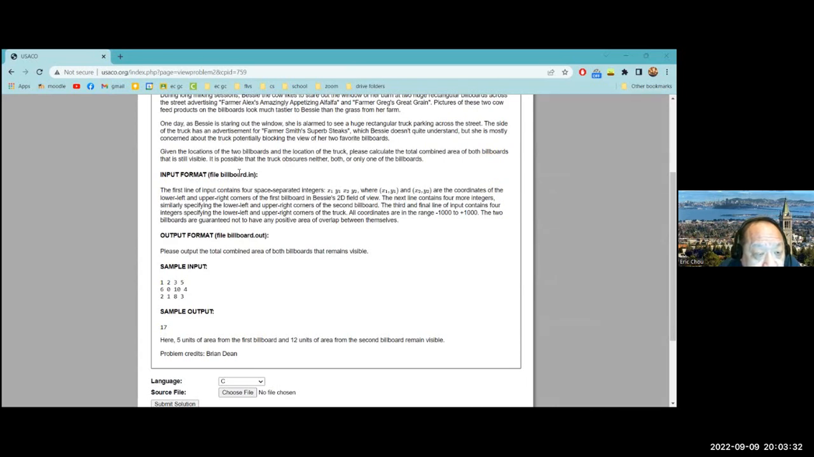The two billboards are guaranteed not to have any positive area of overlap between them. Okay, so there's a good criteria that the two billboards are separate. They don't overlap each other. Okay, then how do you calculate the area? Is that clear enough? Yeah. Okay, you think about it, okay?